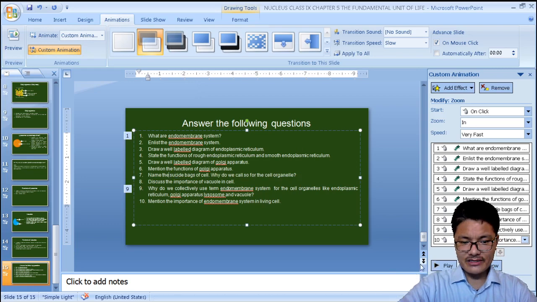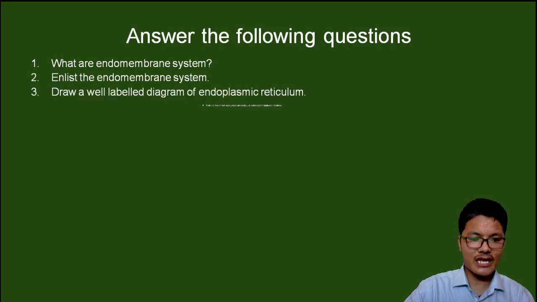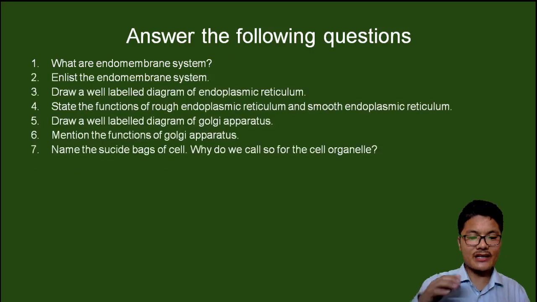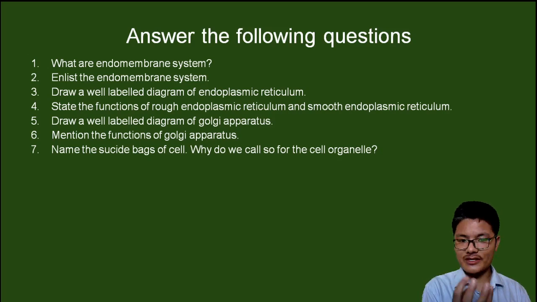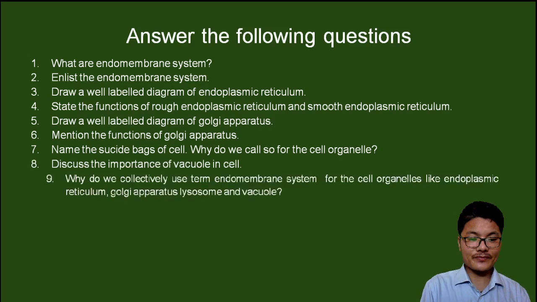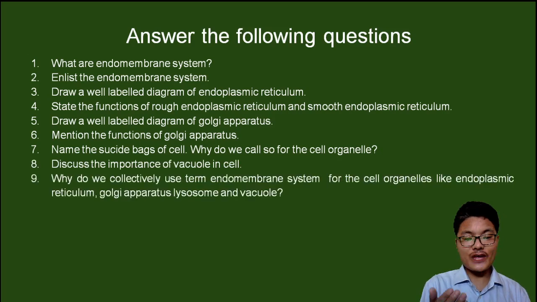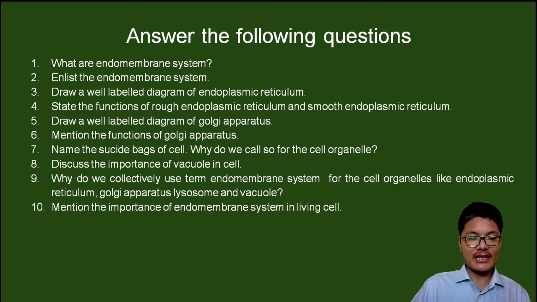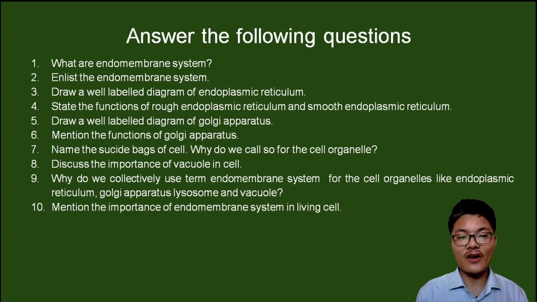So the seventh question is, you have to name the suicide bags of the cell. Why do we call that organelle so? You have to mention why we call the particular structure you name the suicide bag of the cell. Eighth, you also have to discuss the importance of the vacuole in the cell. Ninth, why do we collectively use the term endomembrane system for cell organelles like endoplasmic reticulum, Golgi apparatus, lysosome, and vacuole? Tenth, you have to mention the importance of the endomembrane system.